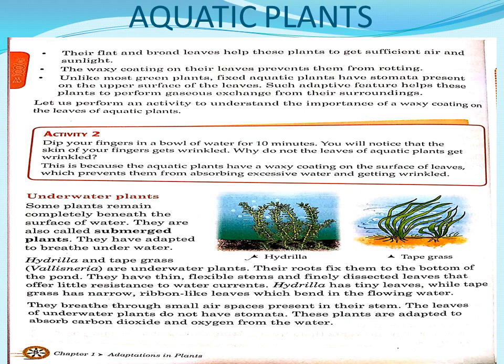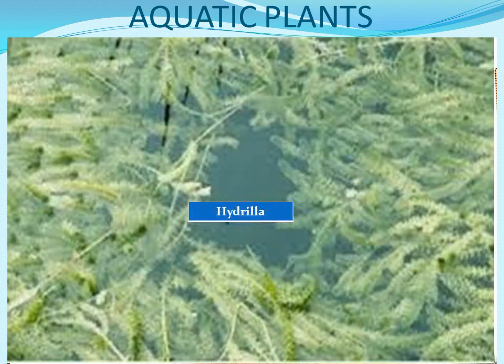Let us move to the third point, that is underwater plants. Some plants remain completely beneath the surface of the water. They are living below the surface of the water level. They are called submerged plants. They have adapted to breathe underwater. They have the features so that they can breathe under the water level. Right? Examples are hydrilla and tape grass.